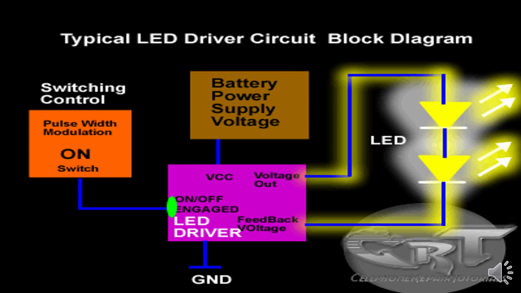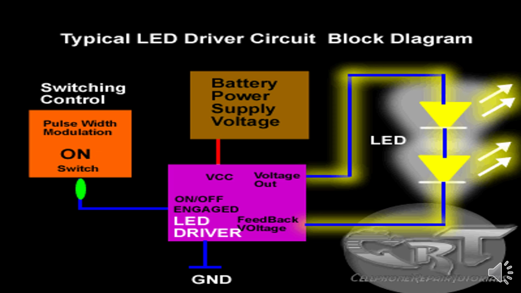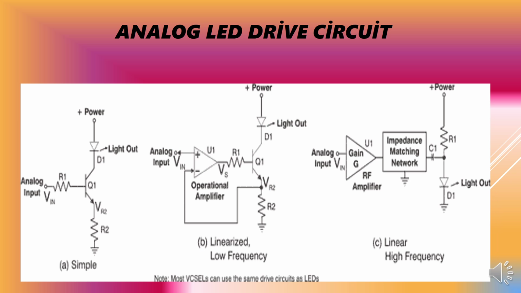Now, this is a typical LED block diagram which consists of a battery power supply, LED driver, and switching control. This diagram shows the analog LED drive circuit.